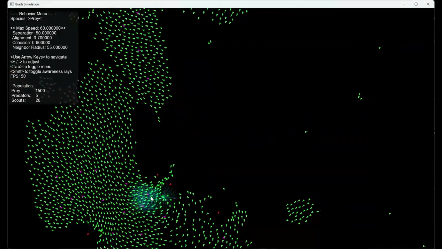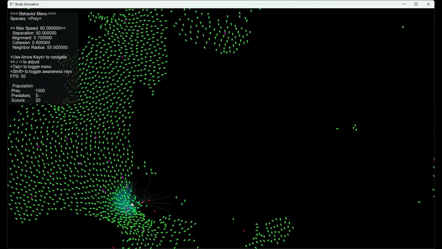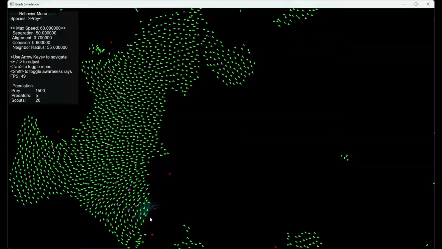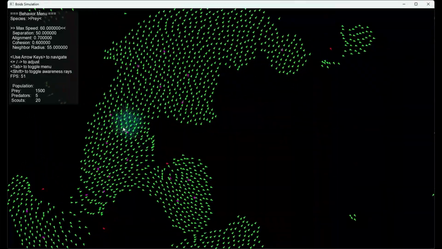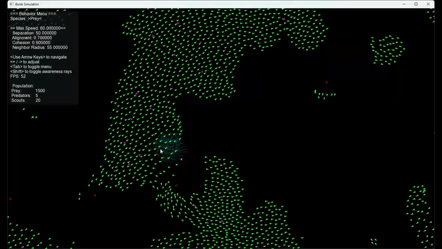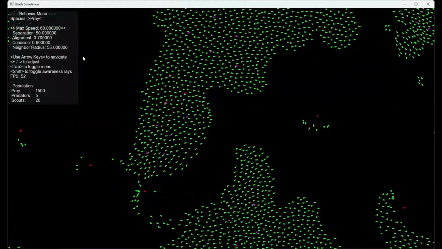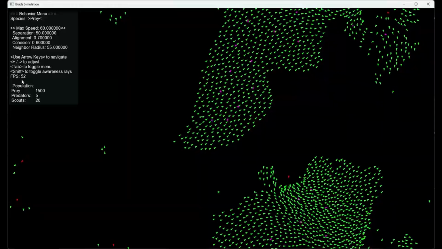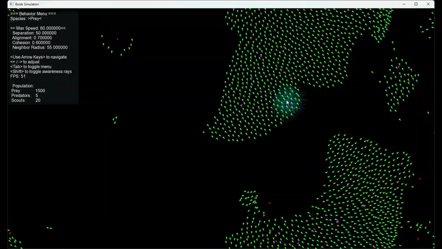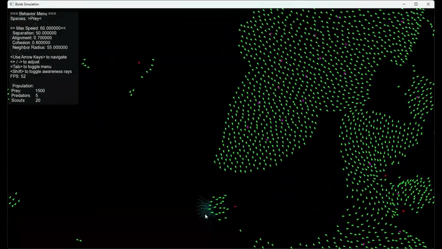Like you can see here, the predators are trying to move in and the scouts are forcing them out. And then their affinity to be around other prey brings them right back into the prey group once the predators have run far enough. And we can see we're getting about 50 frames per second with the awareness rays turned on, which are only for illustration.